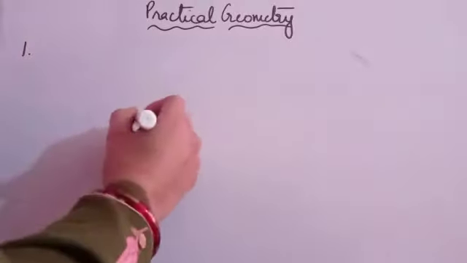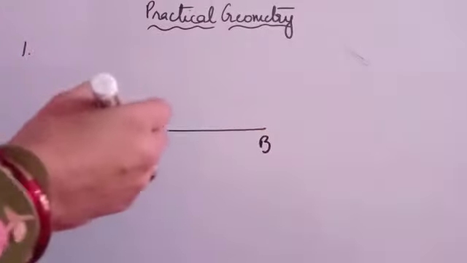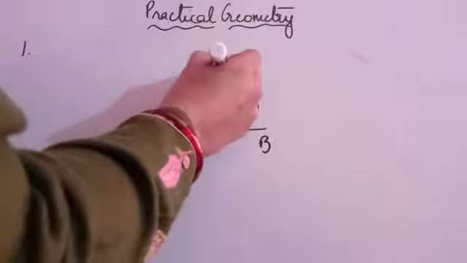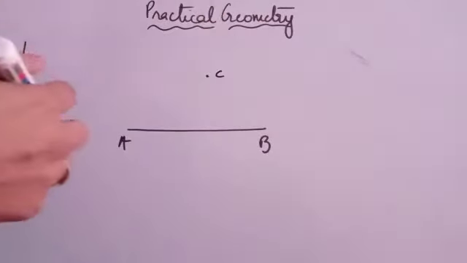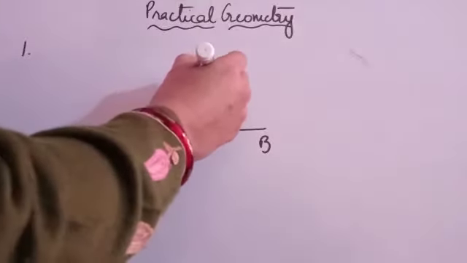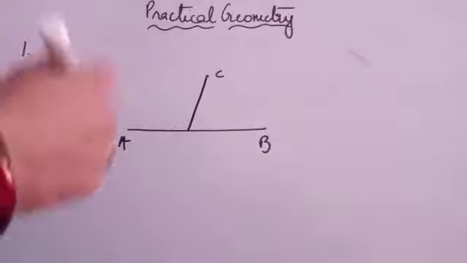Okay, so I'll tell you, suppose we take a question: draw a line AB and take a point C outside it. So what you are going to do is draw a line AB arbitrarily and take a point C anywhere, and you have to draw a parallel line passing through C. So the first thing which you will do is join C to AB anywhere.